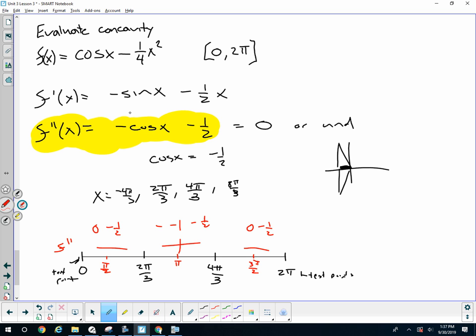So this cos x minus 1/4 x squared turns out to be concave down until 2 pi over 3, concave up till 4 pi over 3, then concave down.